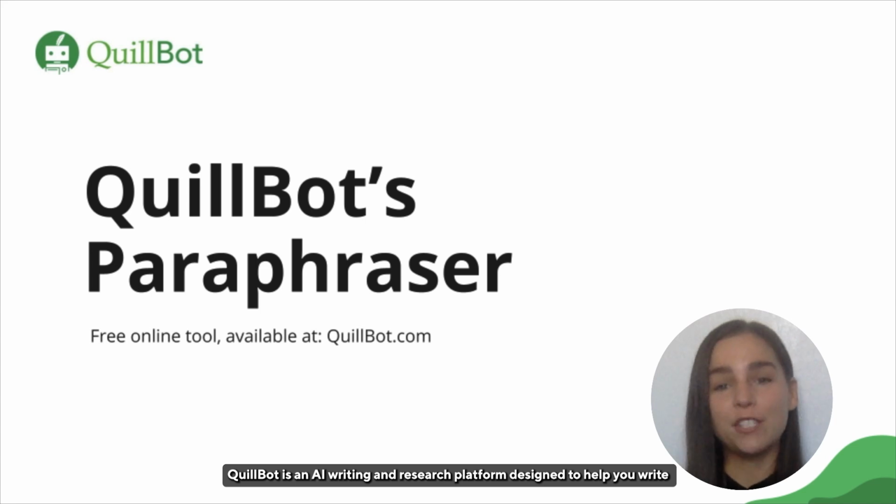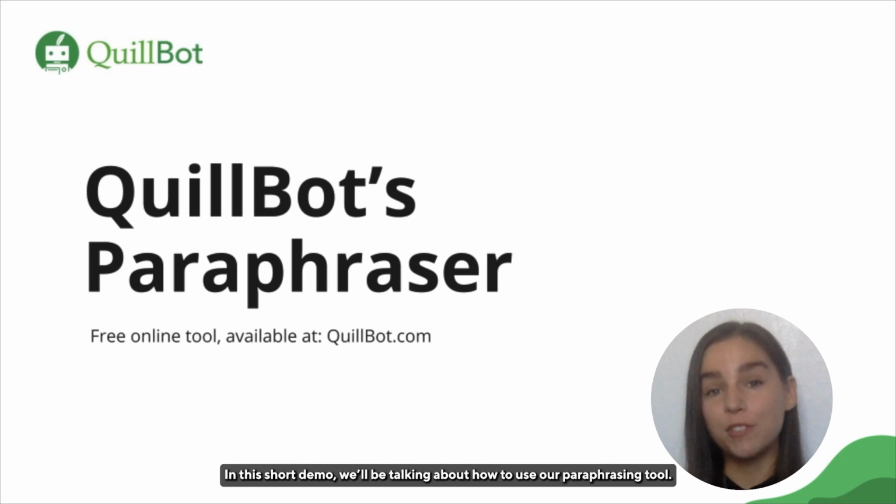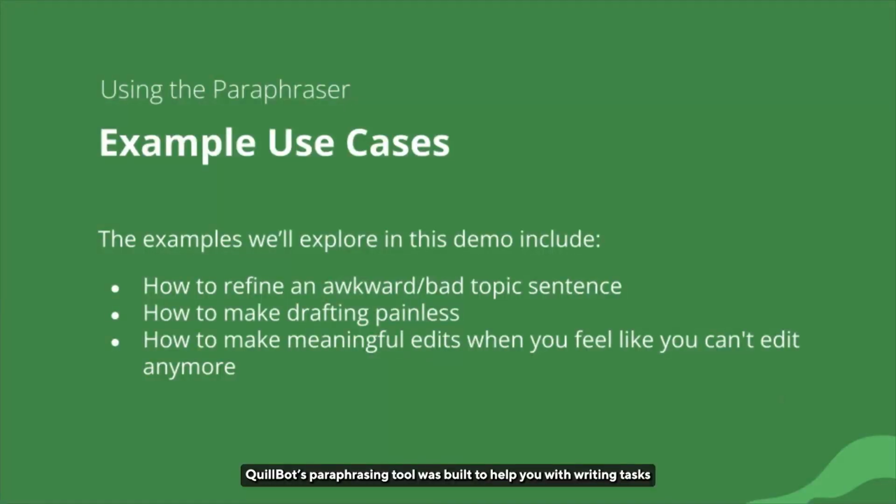Quillbot is an AI-based writing and research platform designed to help you write better, faster, and more effectively. In this short demo today, we're going to be taking a look at how to use our paraphrasing tool. Quillbot's paraphrasing tool was built to help you with writing tasks like articulating your ideas, crafting great topic sentences, and visually editing your work. It'll help you say what you want to say, how you want to say it.